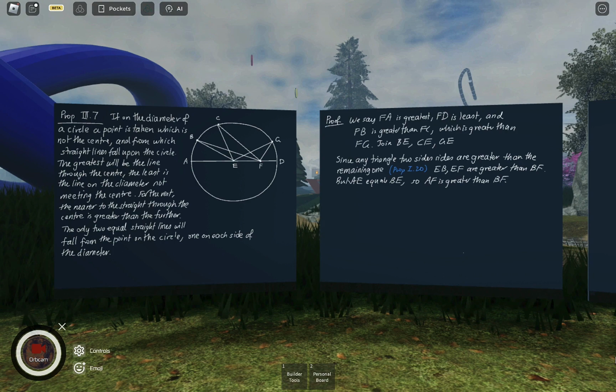Check this makes sense. So AF is greater than BF because EF is greater than what? EF is greater than BF, yes. Oh yeah, okay. So that's just the same statement because AF is AE, comma EF, all right?